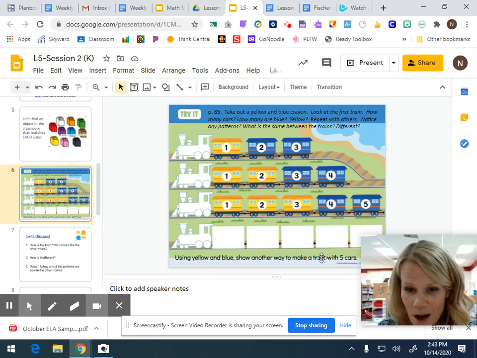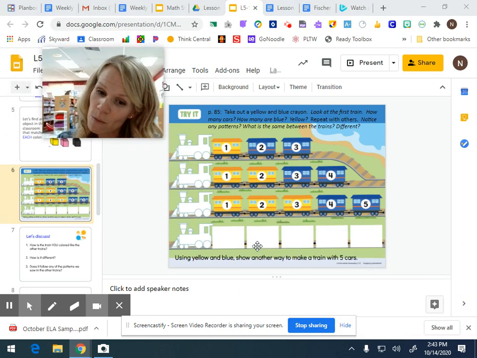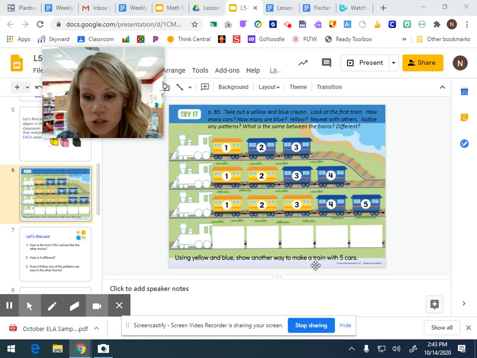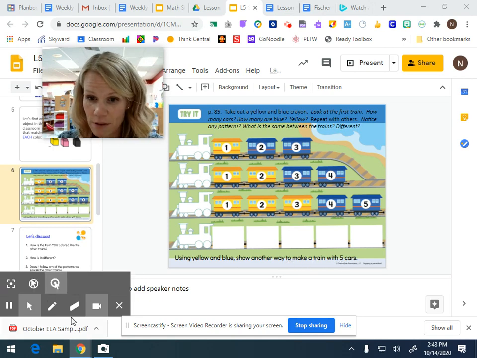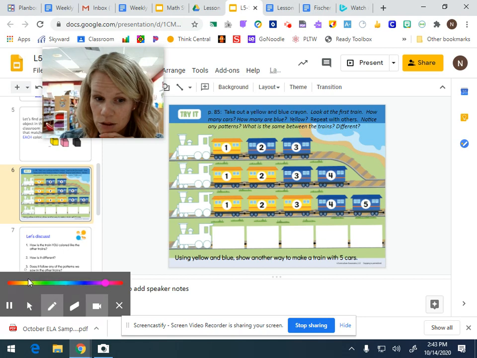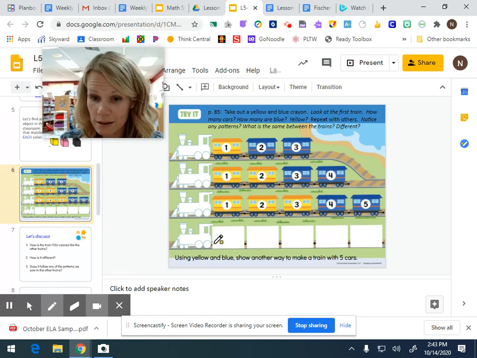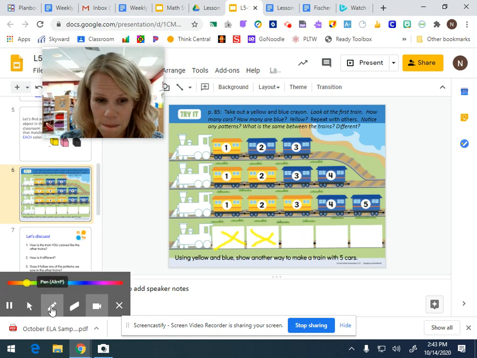All right, now friends, I want you using yellow and blue to show another way to make a train with 5 cars. You decide however you want to do it, but it's only yellow and blue, and it's only one color per box. So I'm just going to use X's. I'm going to do mine and you do yours, all right? Make sure you're using yellow and blue.